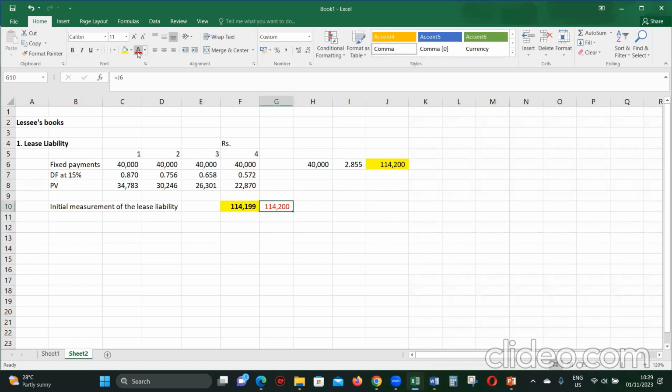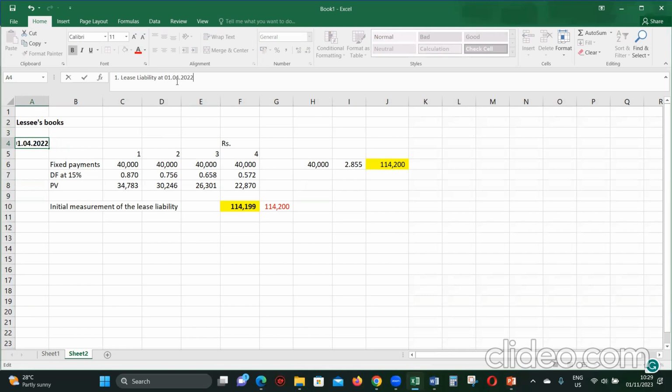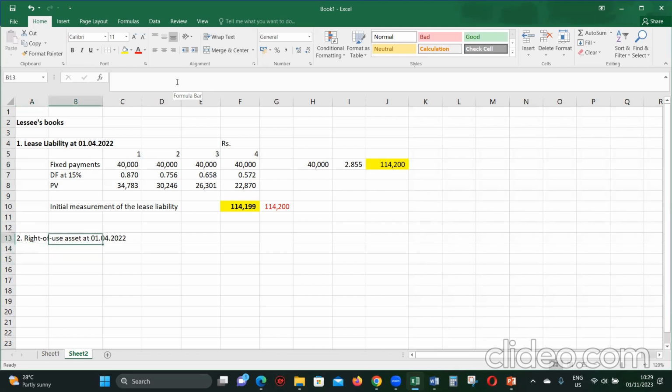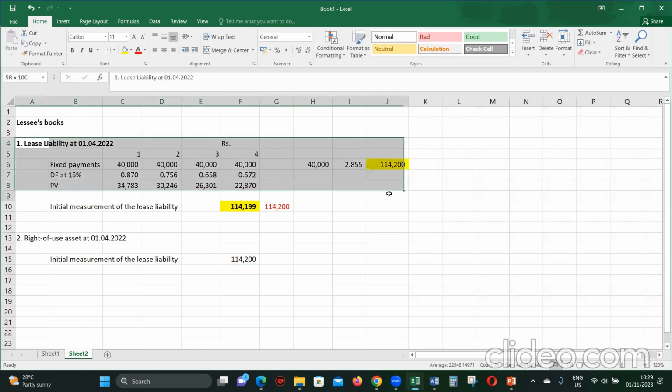So this is the lease liability value, the initial lease liability at the beginning, 1st April 2022. And now we have to consider the right of use asset as at 1st April 2022, the initial value of the right of use asset. Now, what are the components? There are 4 components coming under the ROU asset. What is the first one? Initial measurement of the lease liability, as we discussed. What is that value? That value is 114,200, the amount we computed in part 1.